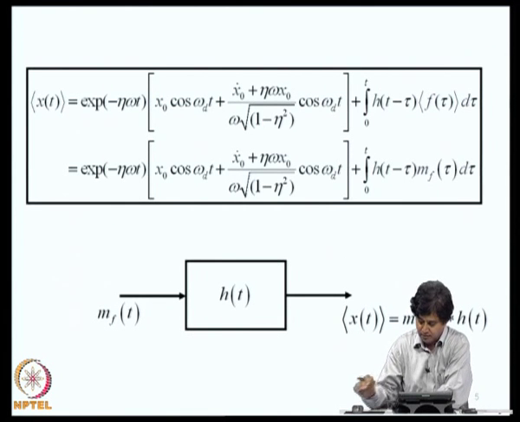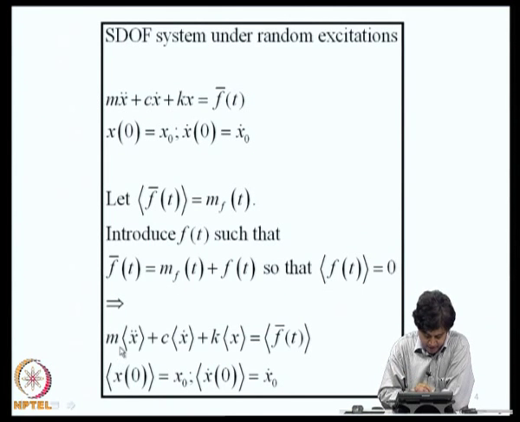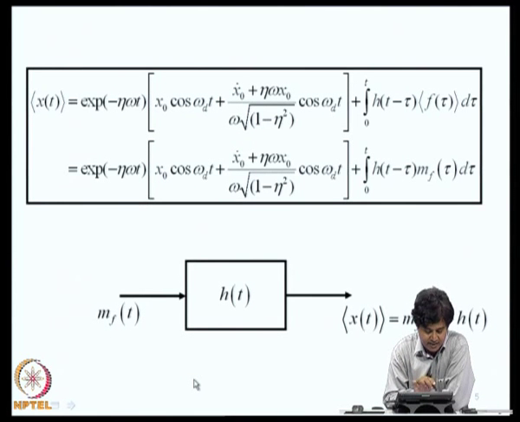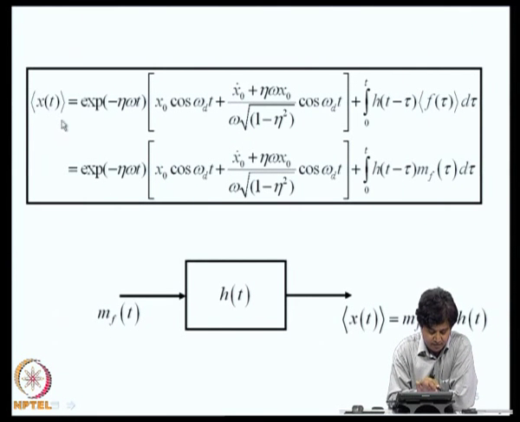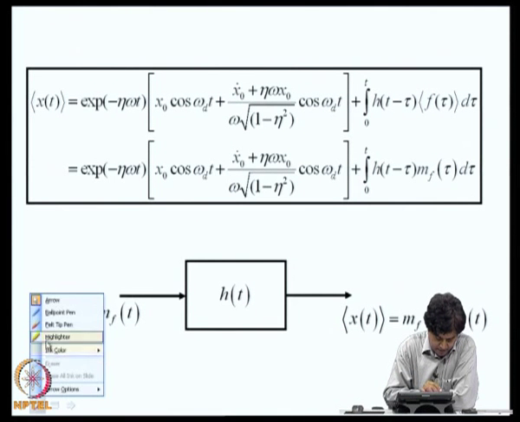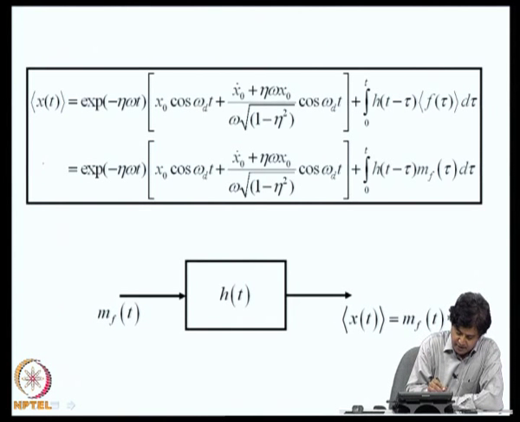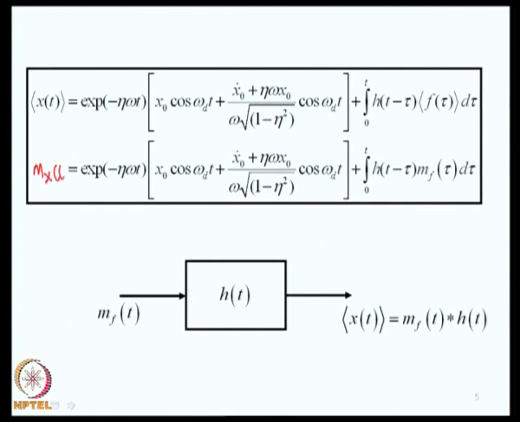Now, this is an equation that governs the mean, and this is a deterministic equation. So, we can use the standard formulation and write the expression for the time history of this mean in terms of the initial conditions x naught and x naught dot and this Duhamel's integral in terms of the mean of f of t. So, this expected value of f of tau is m f of tau, and this is nothing but m x of t.